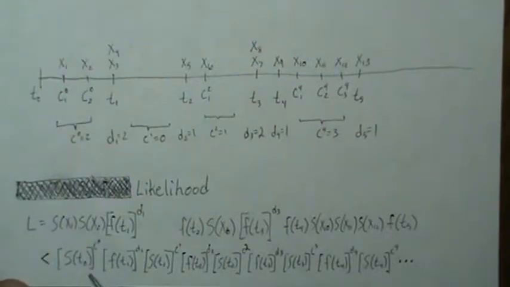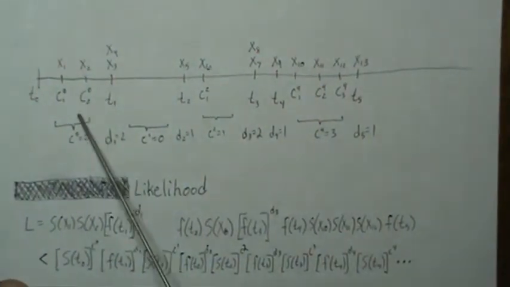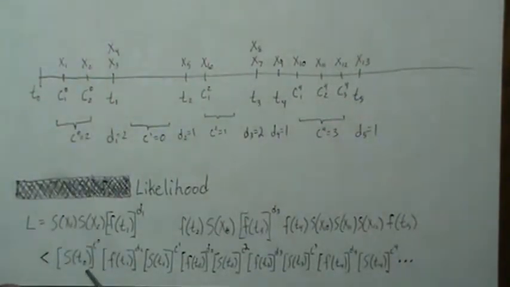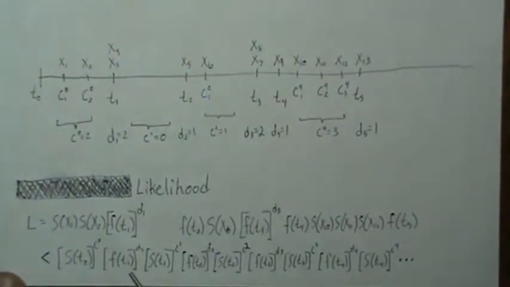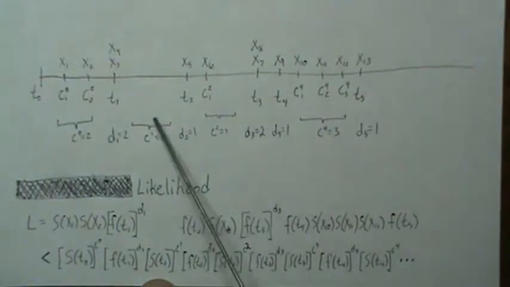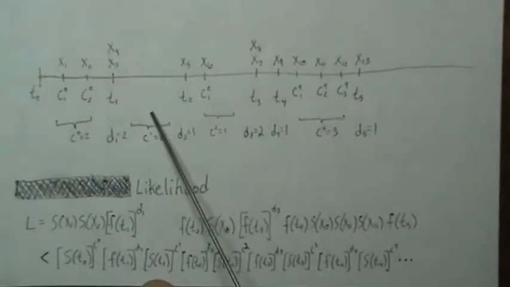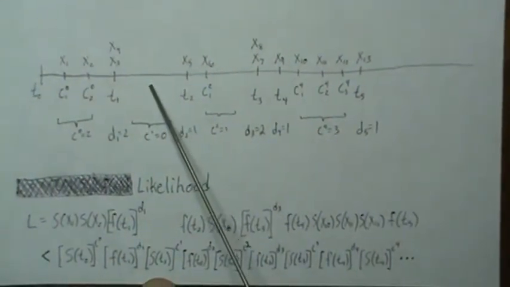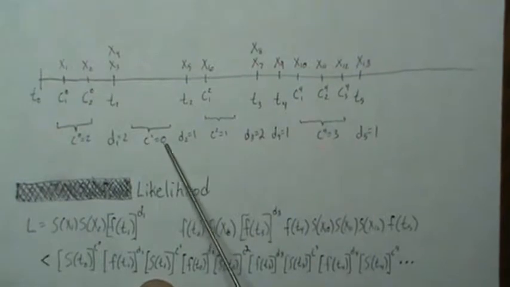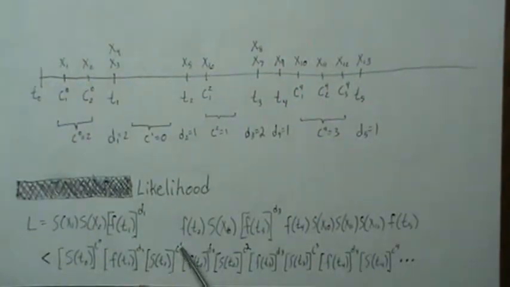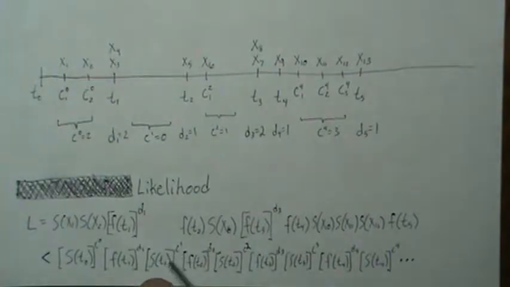So that's what the next step is. We take these S's and move them backwards, which increases the likelihood, and then we have C0, or two of these, so we raise it, and then this stays the same. Notice that there's no censoring in here. If there were, we would move it back and call it S of T1 and then raise it to the C1 power. But since it's 0, something to the 0 is 1. And 0 to the 0 is 1. So that doesn't factor into the likelihood.